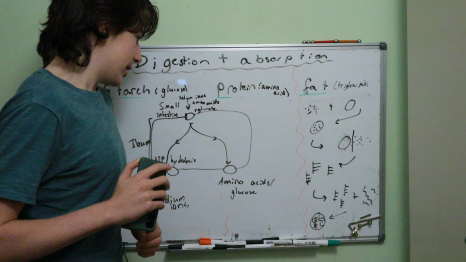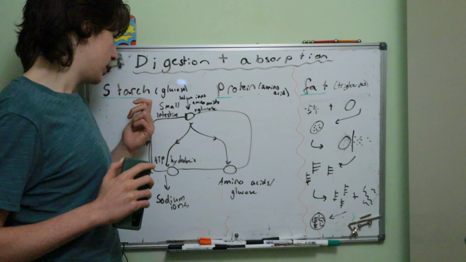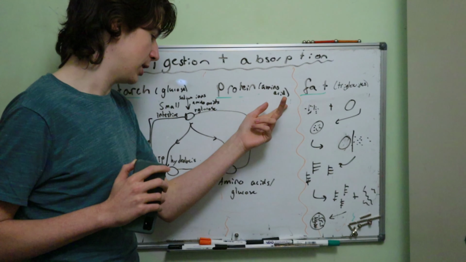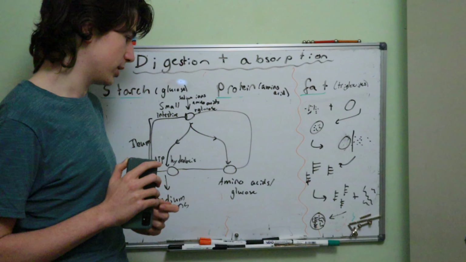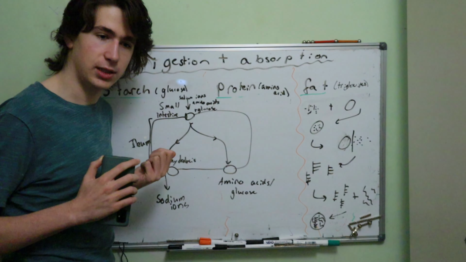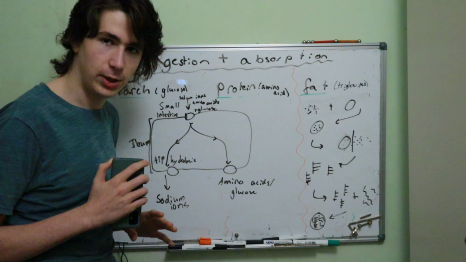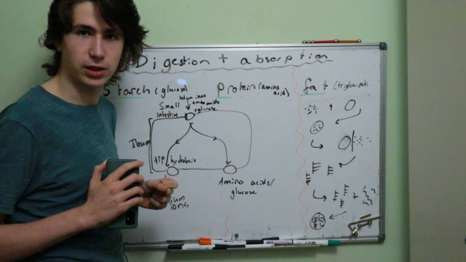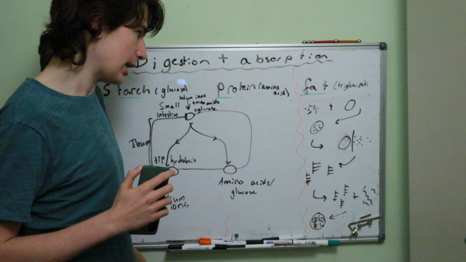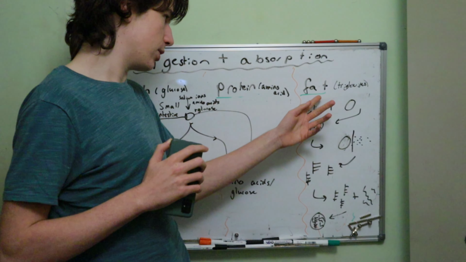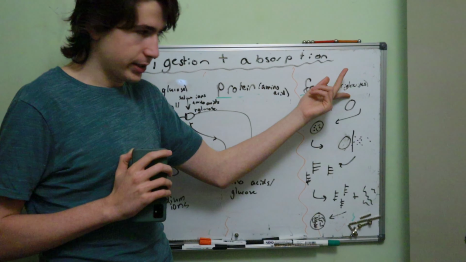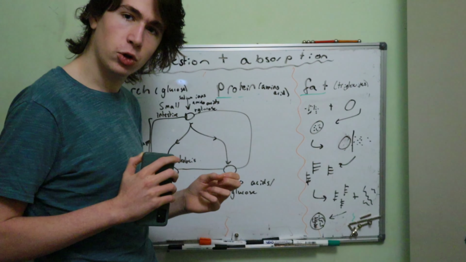So that is how starch, which is hydrolyzed into glucose, and protein, which is hydrolyzed into amino acids, are transported out from the lumen of the small intestine into the bloodstream, where they are then transported across the body and used for their specific functions. So yeah. Now fat, which goes to monoglycerides and fatty acids, that is a slightly more complex process.